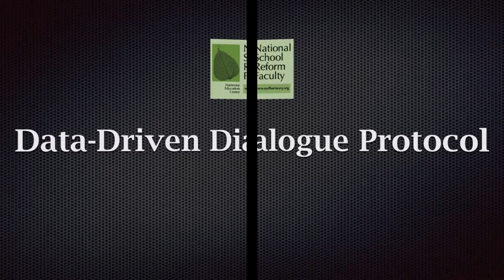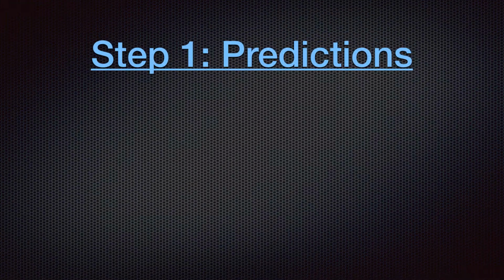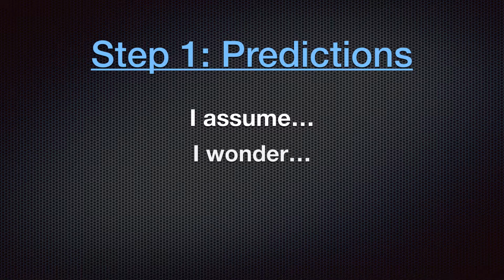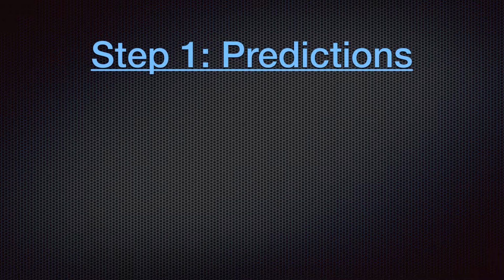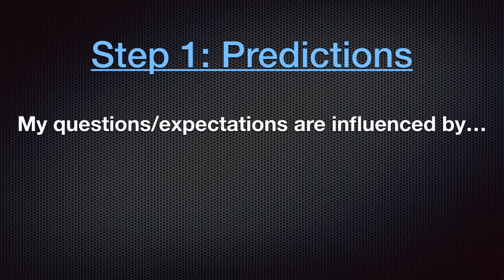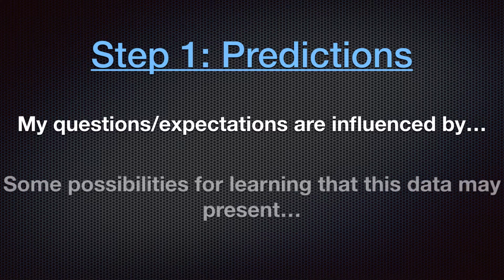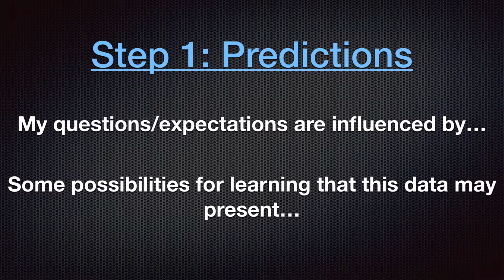Step 1. Predictions. In Step 1, we prepare to receive the data by completing the following statements. I assume, I wonder, and I predict. Additional ideas are, my questions or expectations are influenced by, and some possibilities for learning that this data may present are. To help you make better predictions, let's look at the questions on the survey.